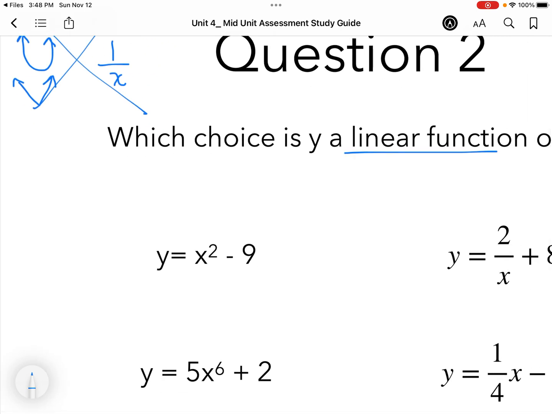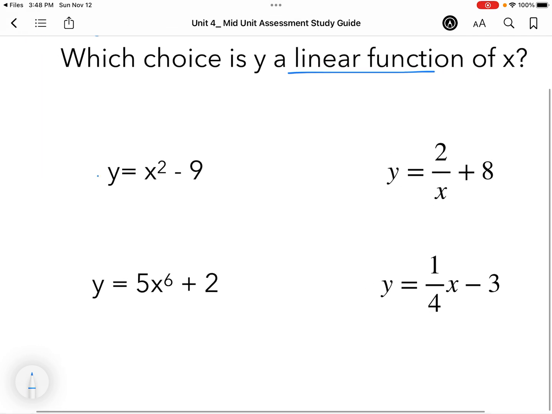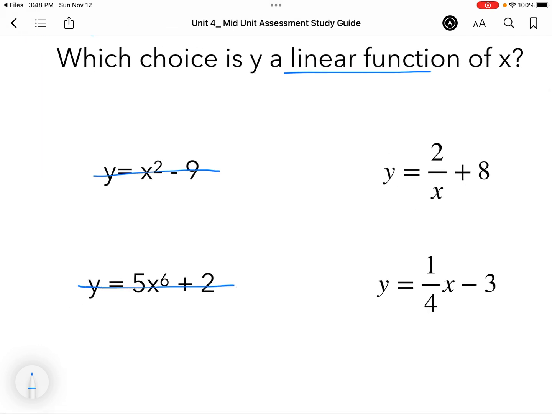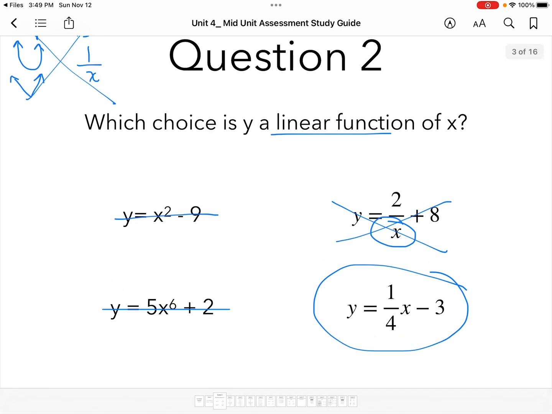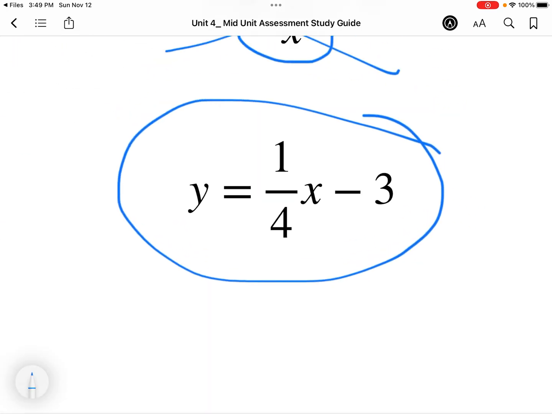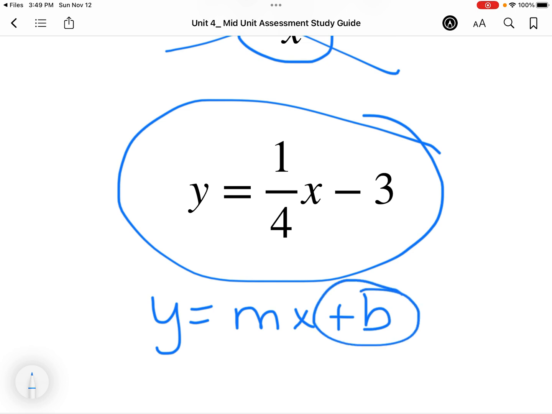So which choice is a linear function? Well, this is an exponent, so that's out. Exponent, that's out. And this, we're dividing by x. So the only correct option is this one. When we're talking about the form, you want your form as y equals mx plus b. So you can add or subtract anything, and you can have a slope. You just don't want it to be dividing by that x.